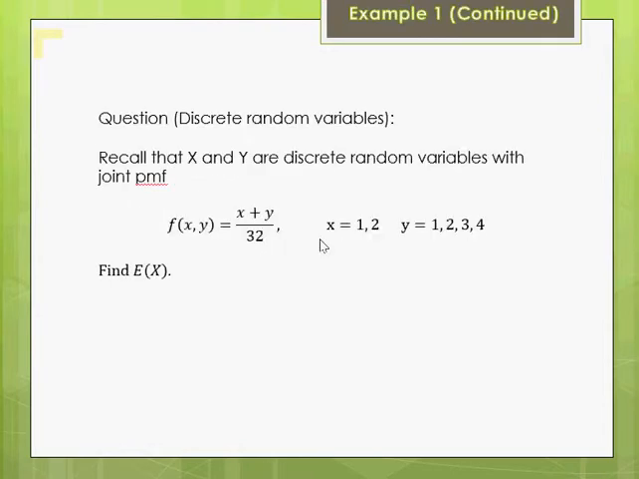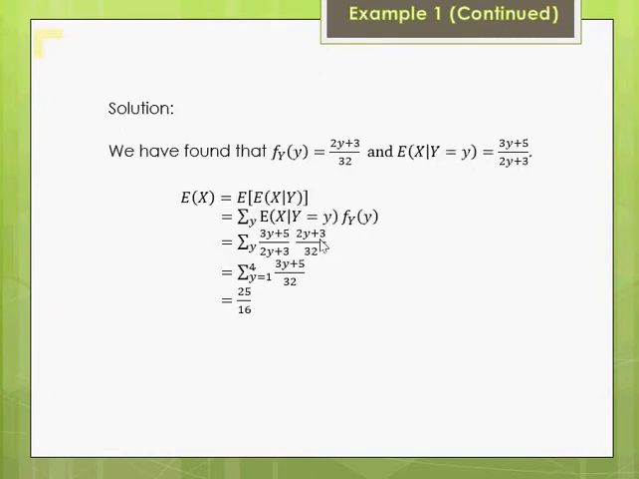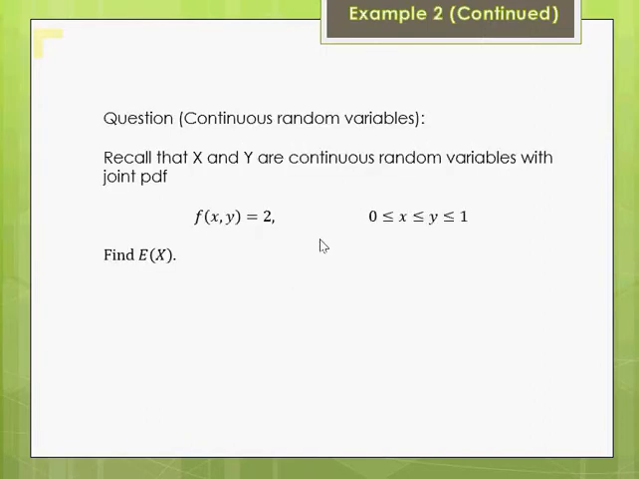Example 1, continuously. Recall that x and y are discrete random variables with the joint PMF of the form shown. Find E of x. By the Tower property, E of x is equal to the expected value of the E of x given y. We have found the marginal distributions of y, and the conditional expectations of x given y equal to small y. By putting the above facts into the formula of expectation, E of x is found to be 25 over 16.